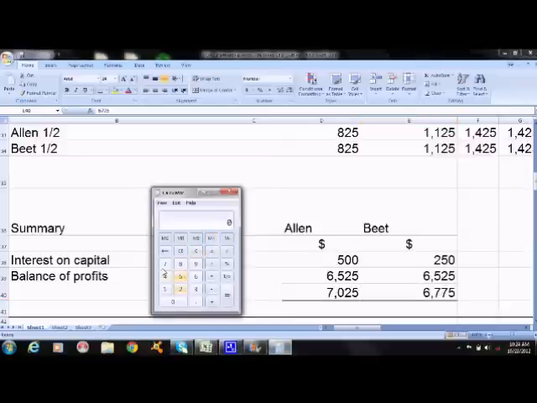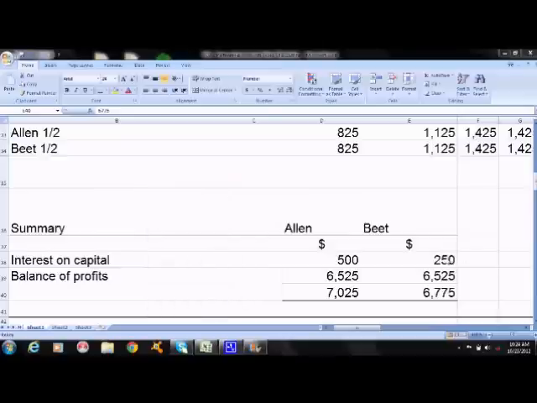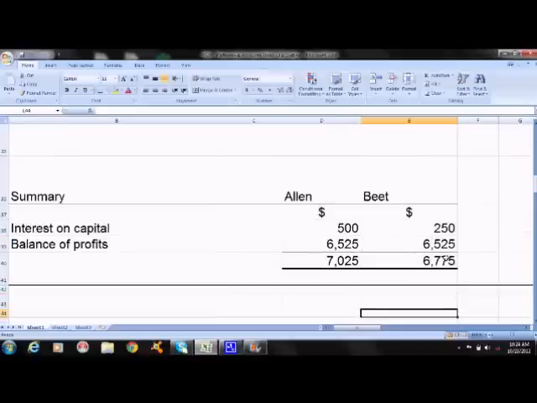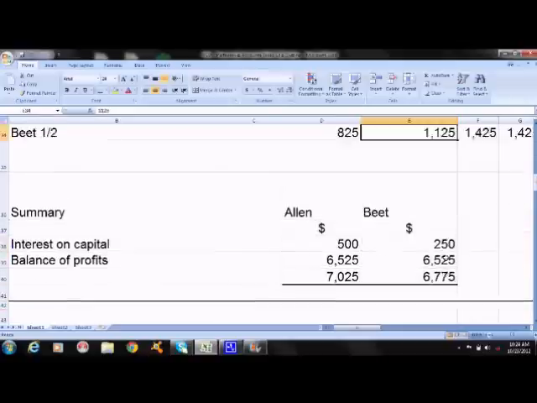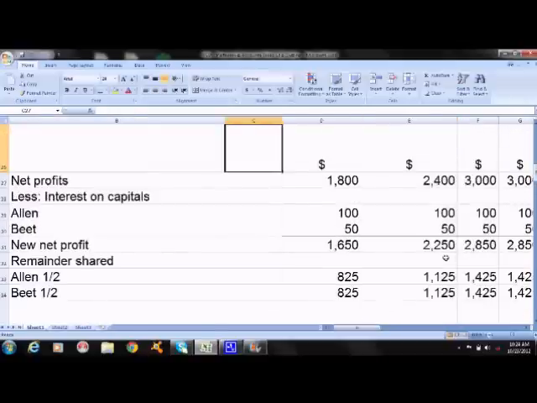We have 7,025 minus 6,775 equal to 250. So 250 is the difference. Why? Because Allen received 250 more than Beat. So 250 is the difference. That's it for interest on capital, my friends.